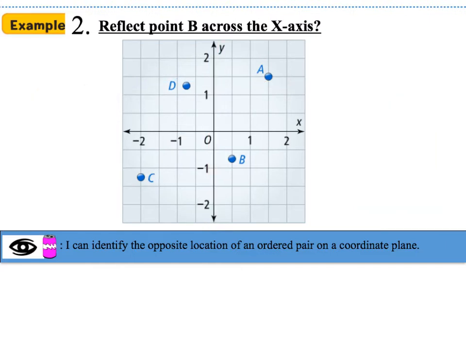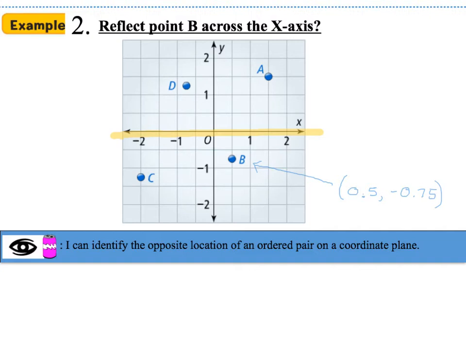For example 2, they're asking us to reflect point B across the x-axis. So I'm going to take a highlighter, and I'm going to highlight the x-axis, which is the one that goes from left to right, because that would be my reflection line. So this problem is asking us to reflect point B along the yellow line. I know that the ordered pair for point B is positive 0.5, comma, negative 0.75.